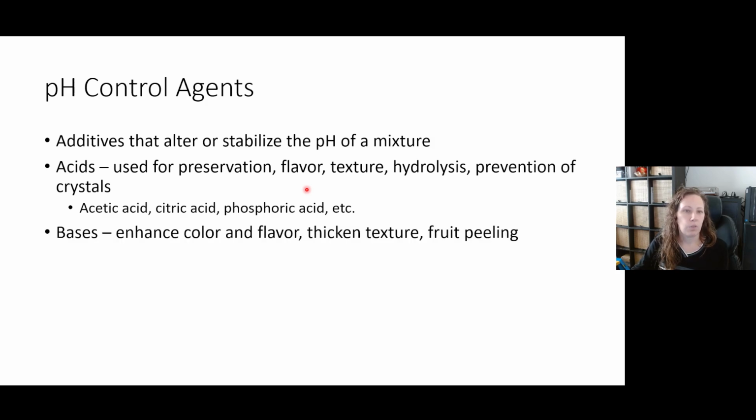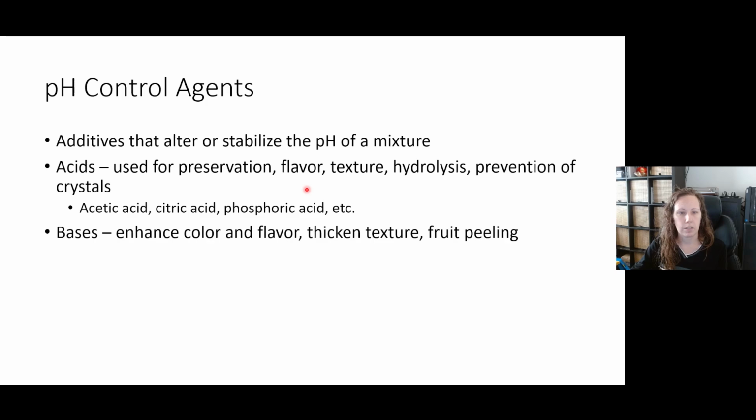Okay, then of course bases, right? So these are the two obvious ones, right? We're going to change or alter the pH, it's acids or bases. So why would we add bases? We would add them to enhance color and flavor. A lot of times we add that base and the color pops more.